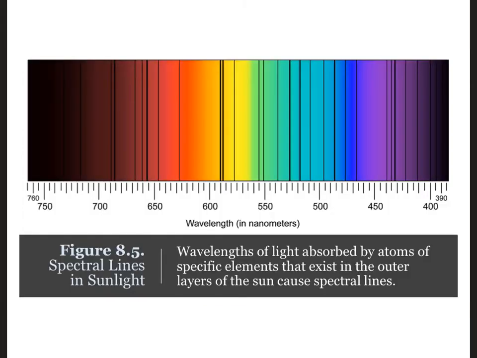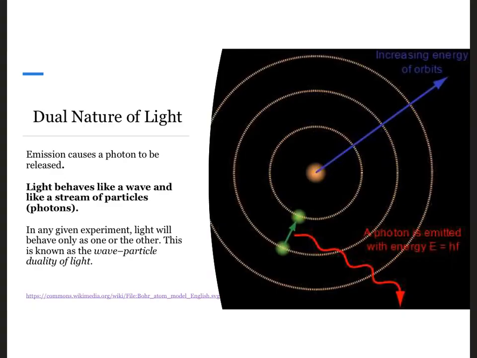For example, we see very discrete bands of light missing in figure 8.5 because the atoms in the outer layers of the sun absorb the light given off by the inner layers. When these atoms give off excess energy as light, they emit lines of the same colors that are missing here. When emission occurs, the electron has to release energy to drop to a lower energy orbit. This energy is emitted as a particle called a photon.